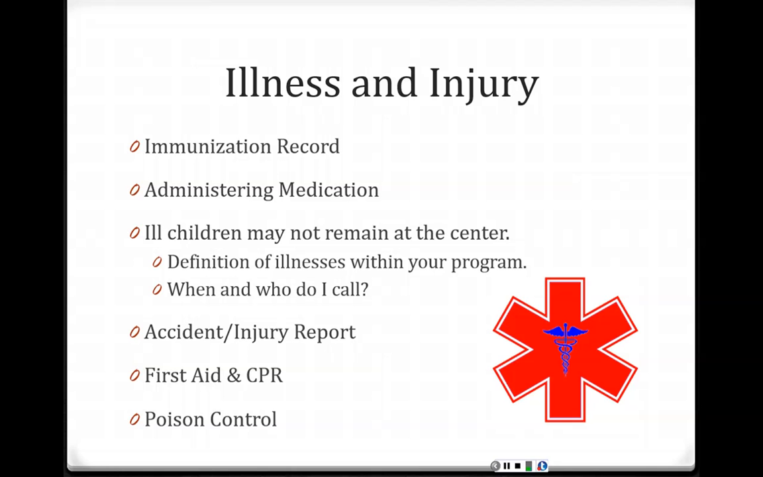Poison control. We're all very familiar with the 911. However, that is not the number for poison control. Make sure the number for poison control is posted by the telephones that you have access to call in case of an emergency.